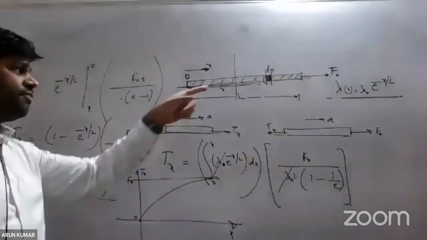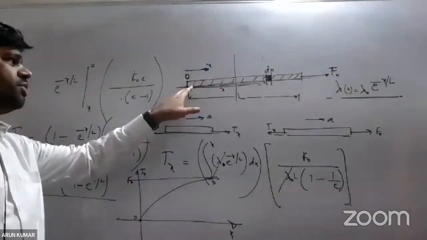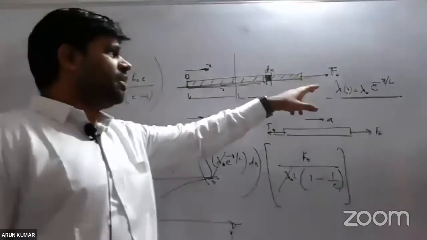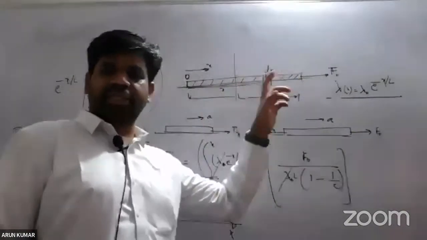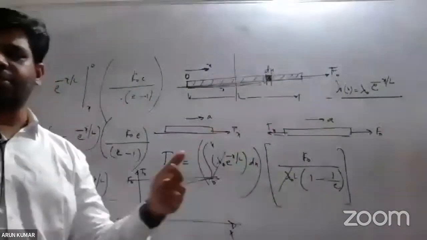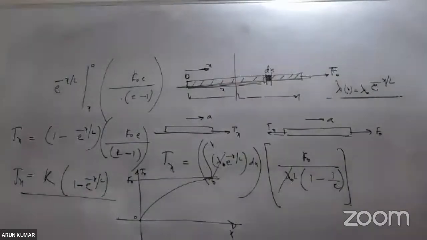But in the previous case, when I applied force on the right side, my tension was 0 at x equal to 0 and tension was maximum at x equal to L. As I go from 0 to L, my tension increased. But in the next case, tension decreases when I go from 0 to L. All right, let's see how we do that.